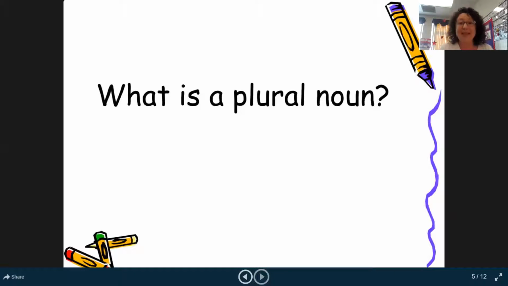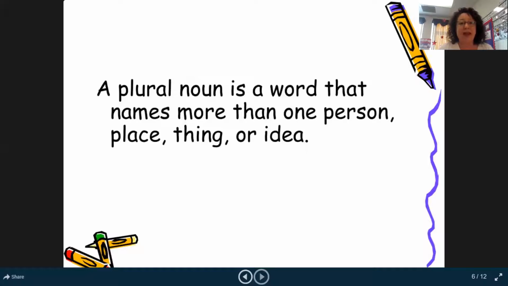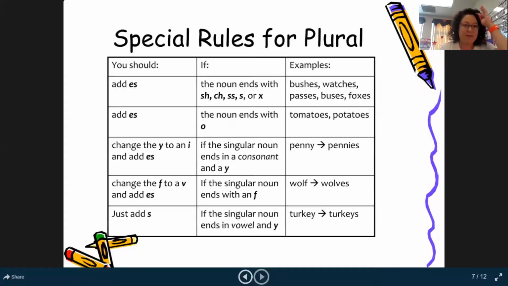The opposite is plural noun. And a plural noun is a word that names more than one person, place, thing, or idea. And here are some rules. And a lot of us know these already. You add ES if the noun ends in SH, CH, SS, S, or X. Bushes, watches, passes, buses, boxes. We even say that ES at the end, right?